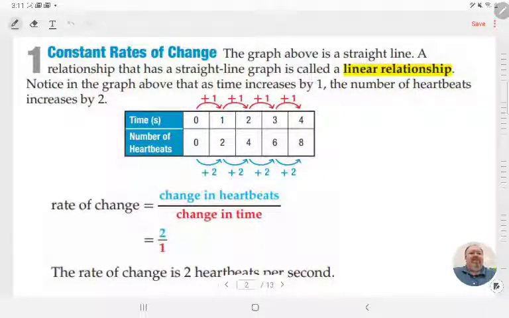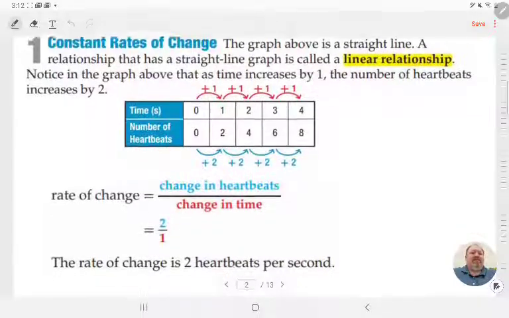So the graph that we just did is a straight line. A relationship that has a straight line graph is called a linear relationship. Notice that the graph above, that as time increases by 1, the number of heartbeats increases by 2.